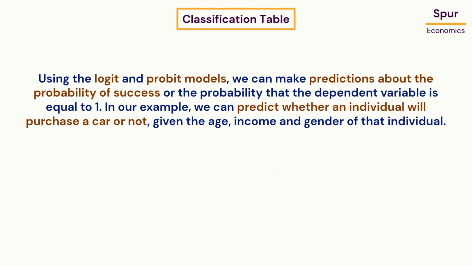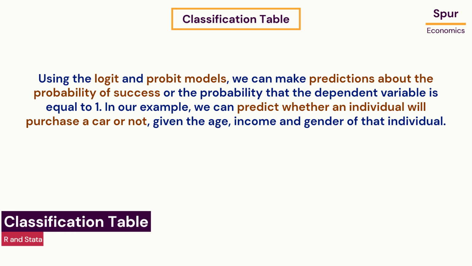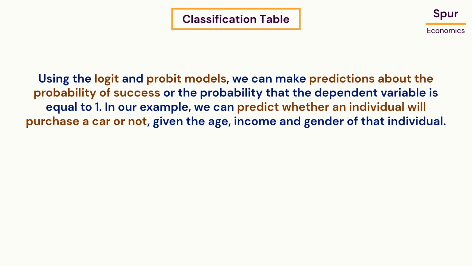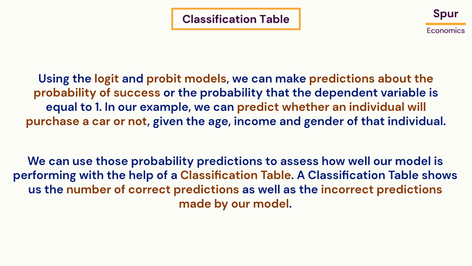Using the Logit and Probit models, we can make predictions about the probability of success or the probability that the dependent variable is equal to 1. In our example, we can predict whether an individual will purchase a car or not, given the age, income, and gender of that individual. We can use those probability predictions to assess how well our model is performing with the help of a classification table.